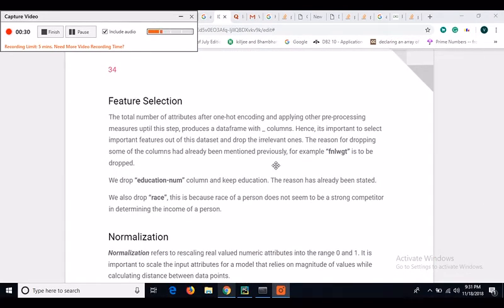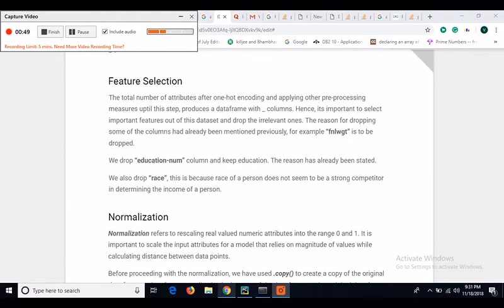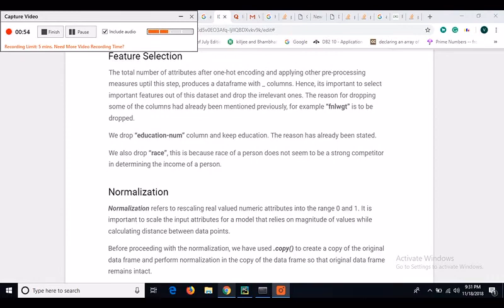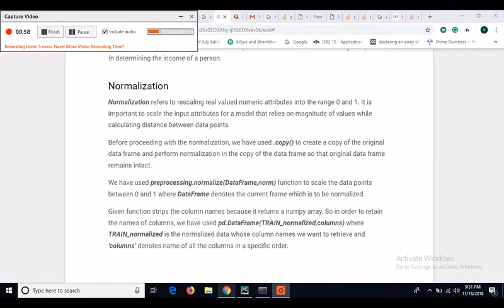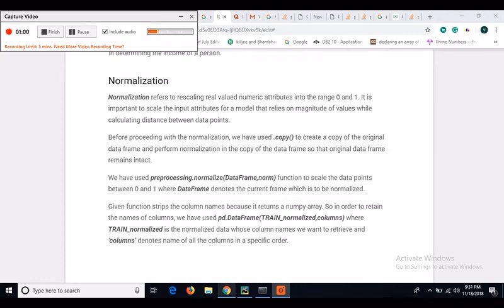Now we did the feature selection. In feature selection, we removed all the attributes which were irrelevant or not required to classify the class attribute. Those attributes were final weight and education num, because education and education num were highly correlated, which was already explained earlier. We also dropped the race attribute because it does not seem to be an important attribute to determine the income.